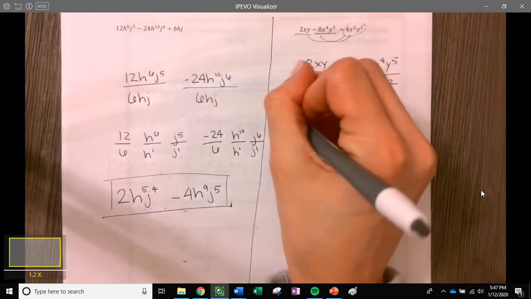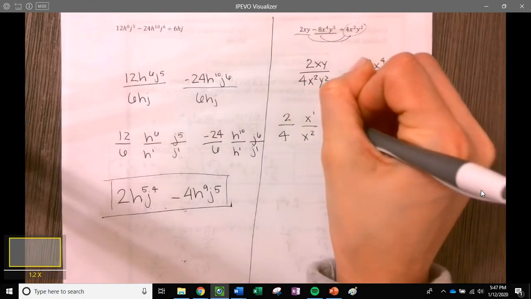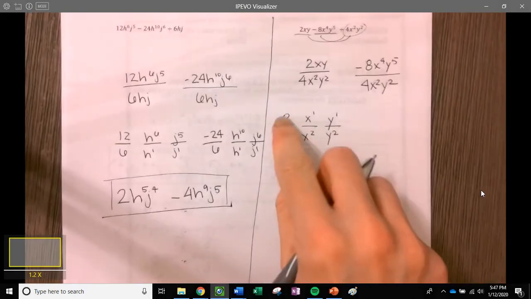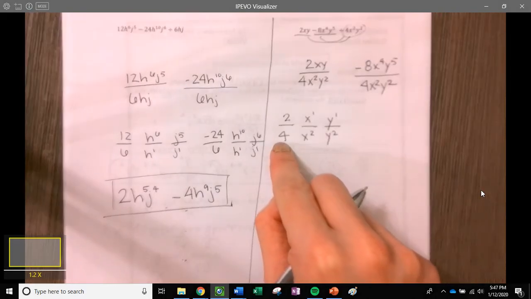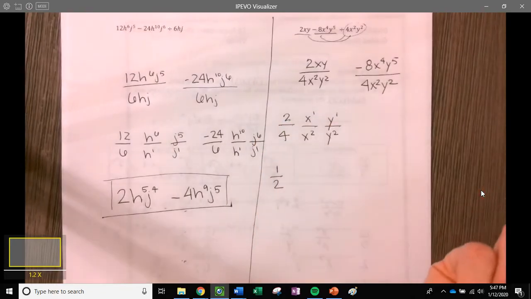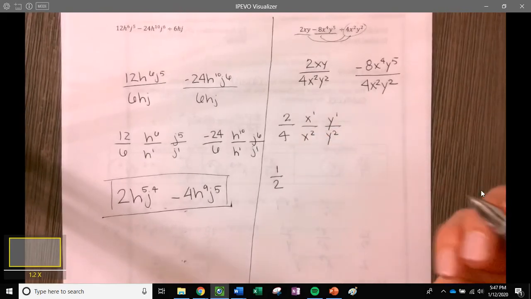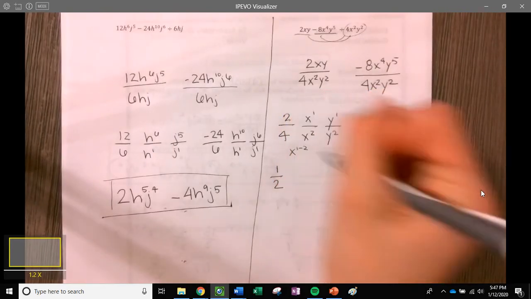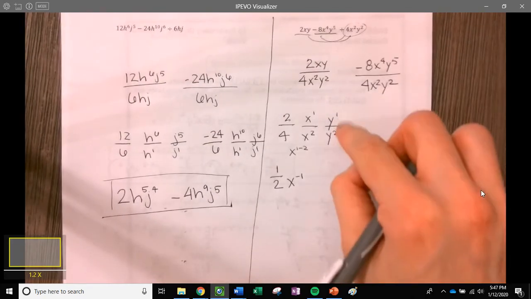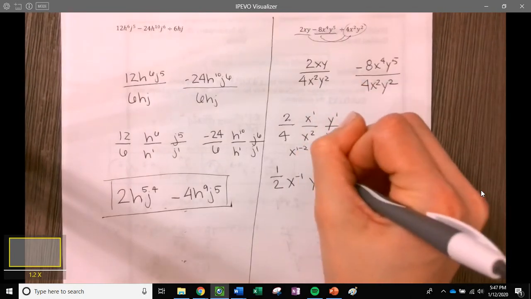2 divided by 4, and x to the first divided by x squared. Oh, this is going to be interesting. 2 divided by 4. Okay, this is going to give me a fraction. What's 2 divided by 4? It's 1/2. We can reduce this. X to the first divided by x squared, that's the same thing as saying x to the 1 minus 2. So that's going to give me x to the negative 1. Same thing here, y to the 1 minus 2. And that's going to give me y to the negative 1.